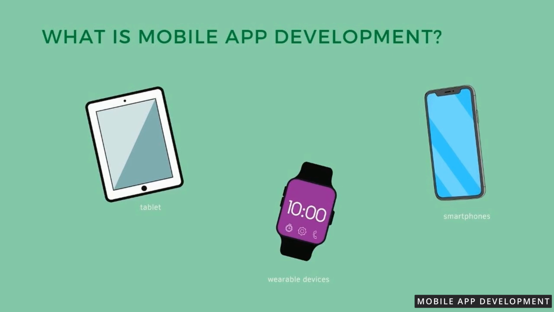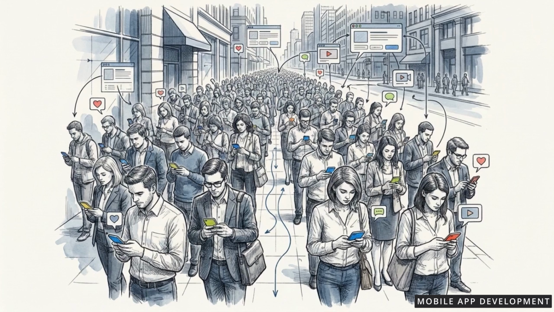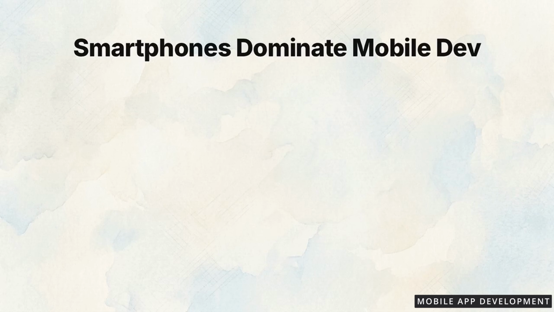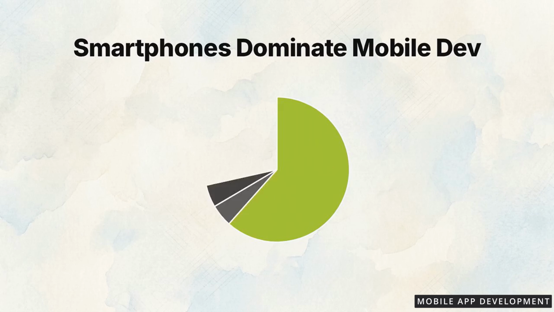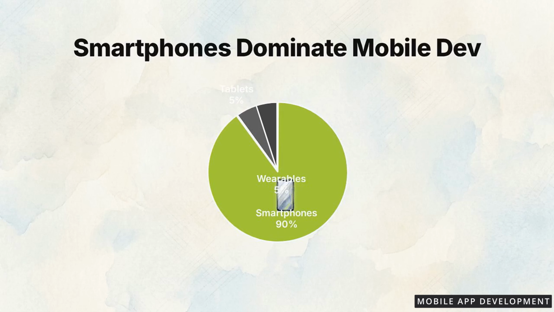Take a look at this graphic showing the devices we're talking about. Mobile hardware includes things like tablets, wearable devices like smartwatches, and of course, smartphones. Because smartphones are overwhelmingly the most common and relevant devices in our pockets, developers spend the vast majority of their time building tools specifically for them. We will be focusing entirely on smartphones here too.